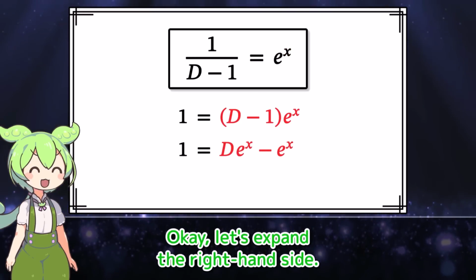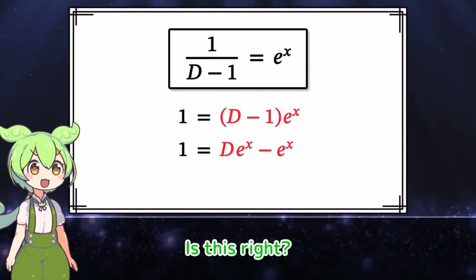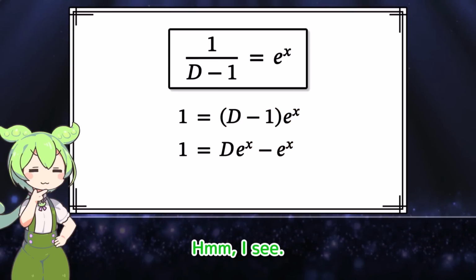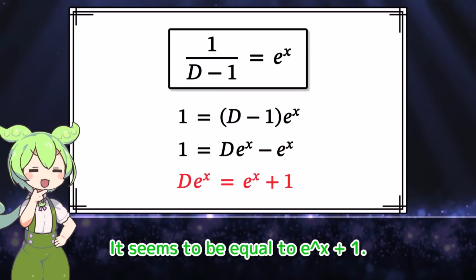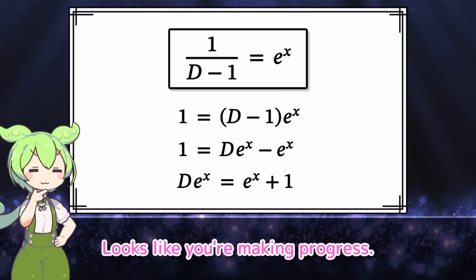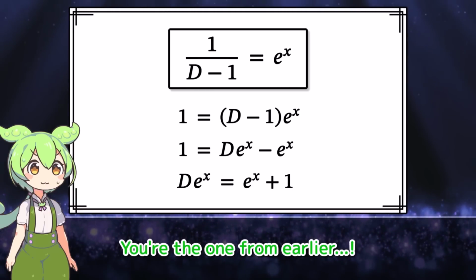Okay, let's expand the right-hand side. Is this right? I see. So D applied to e^x seems to be equal to e^x plus 1. Looks like you're making progress. You're the one from earlier.